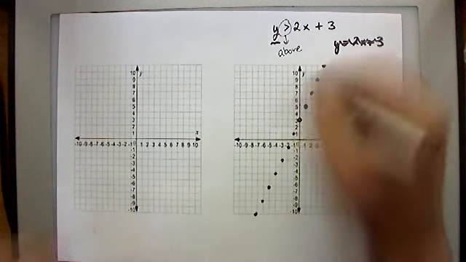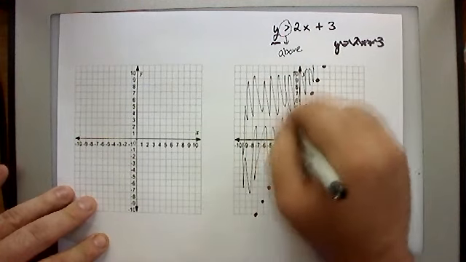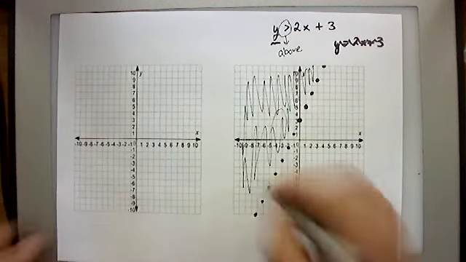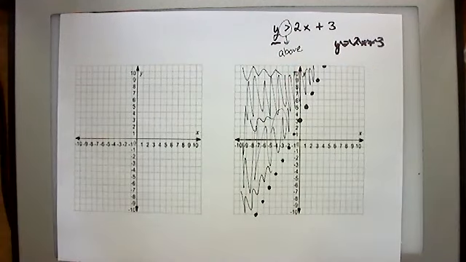So what you're going to do here is shade. Now y'all have this little cute paint bucket tool on the computer that'll do it for you, but that's what you're going to do. You're going to shade above the line because that's what the question asked. Where is y greater than the line?